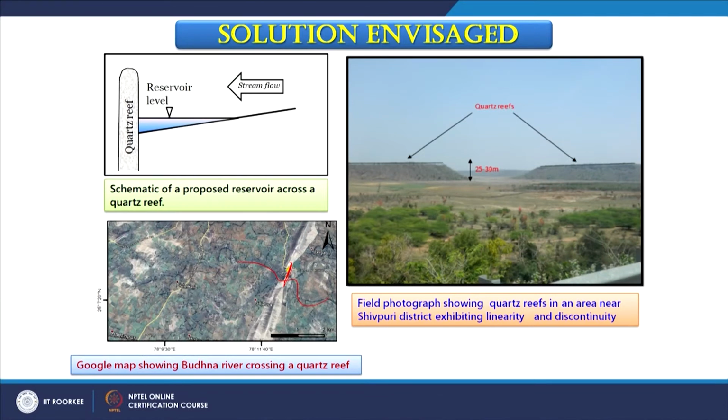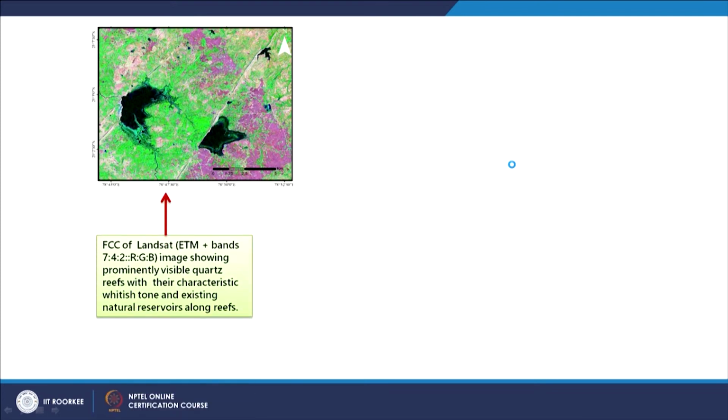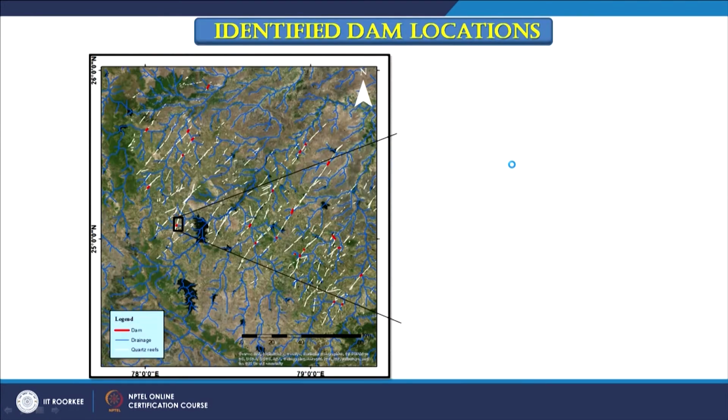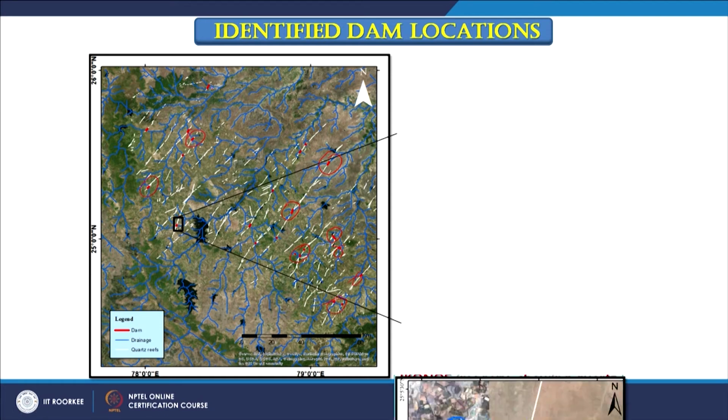If you go on the ground, this is how you see these quartz reefs. This is all natural, and the height of the dam here is 25 to 30 meters. So, these abutments can be used to create a reservoir. This is what we simulated and then predicted: the red areas marked here are potential reservoir sites, especially for groundwater recharge.